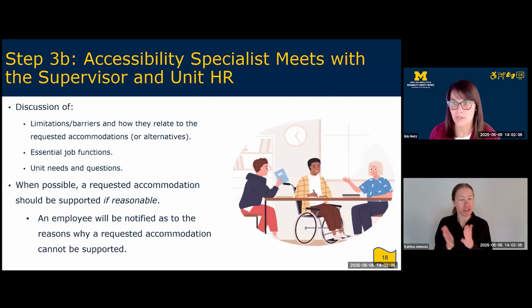Step 3B involves a discussion that includes the supervisor, HR representative, and the accessibility specialist. This discussion focuses on identifying how we can effectively accommodate workplace limitations and barriers experienced by the employee. We'll speak in depth about the employee's job and how an accommodation may impact unit operations. Whenever possible, we recommend that a unit should support an employee's requested or preferred accommodation if it is deemed reasonable.